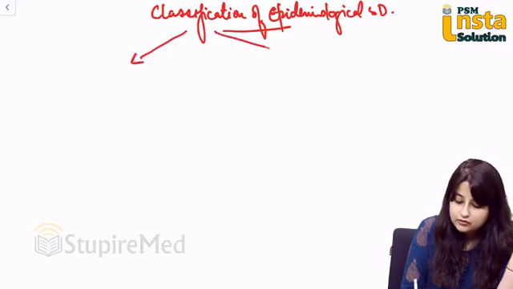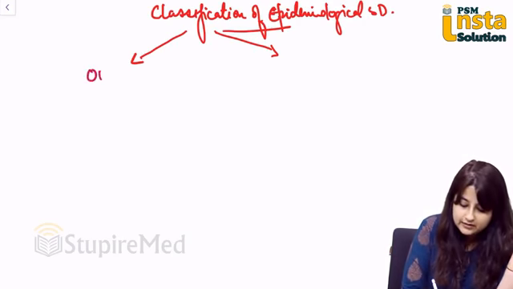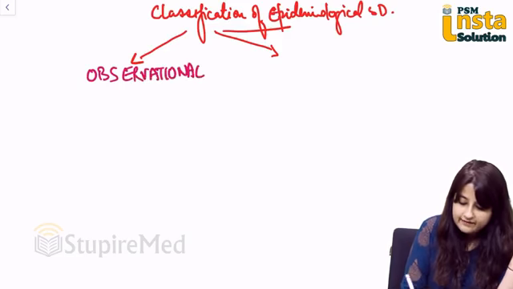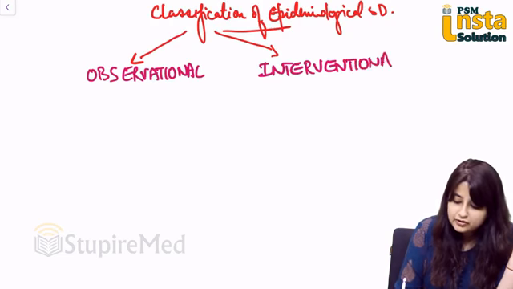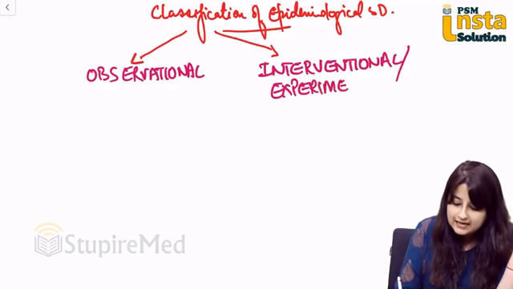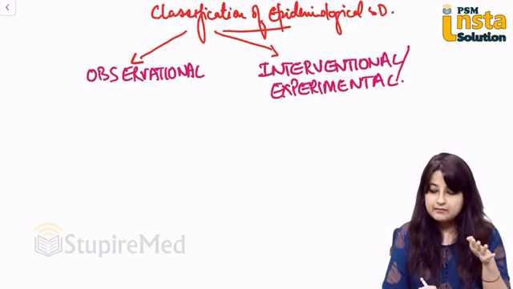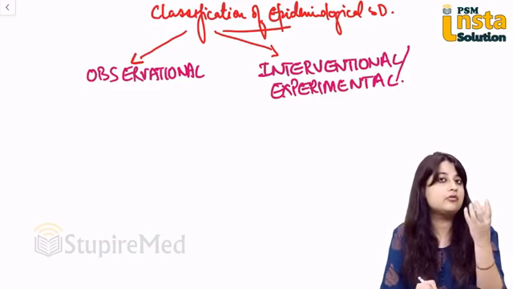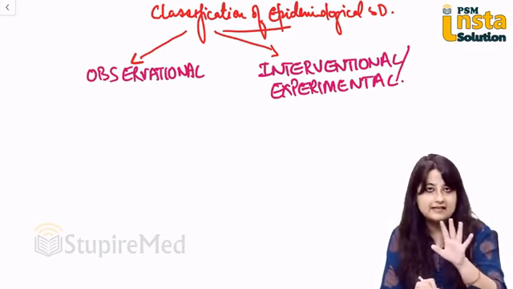Now these are classified into two major types. One is observational, and the other one is interventional. This is the major classification. Observational and interventional. Interventional, you can also call it experimental. Now, as the name goes, observational means you're simply observing. Experimental or interventional means you are giving certain intervention. You're doing some experiment. So that is clear to everybody.